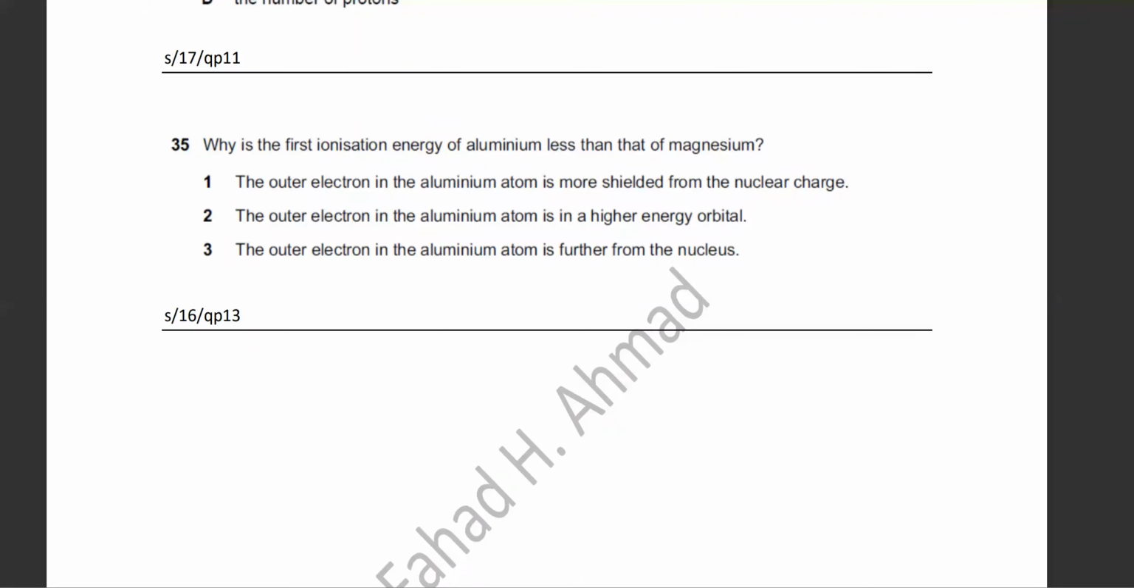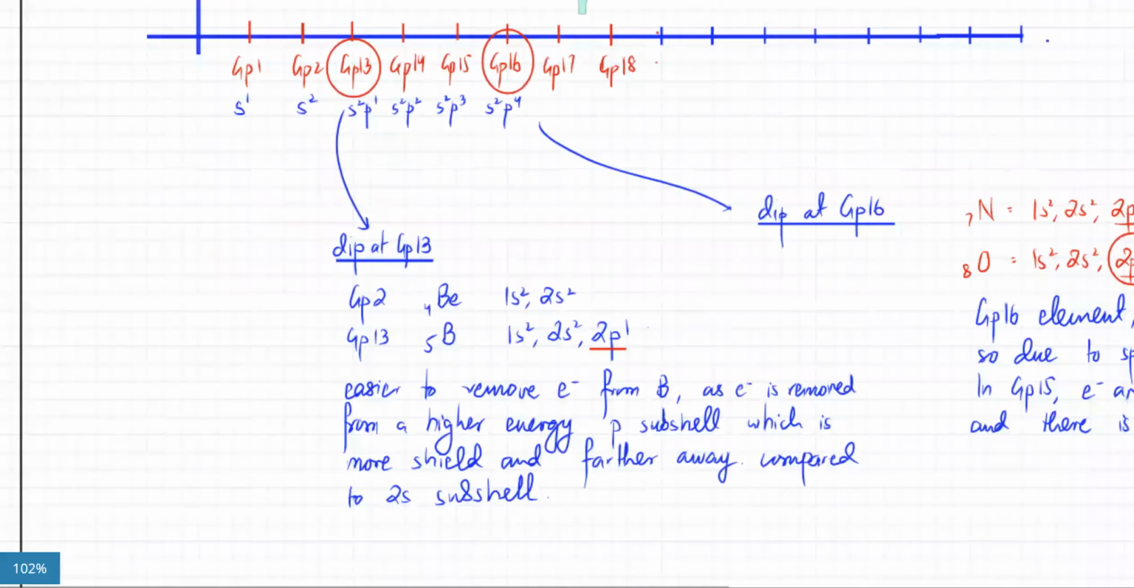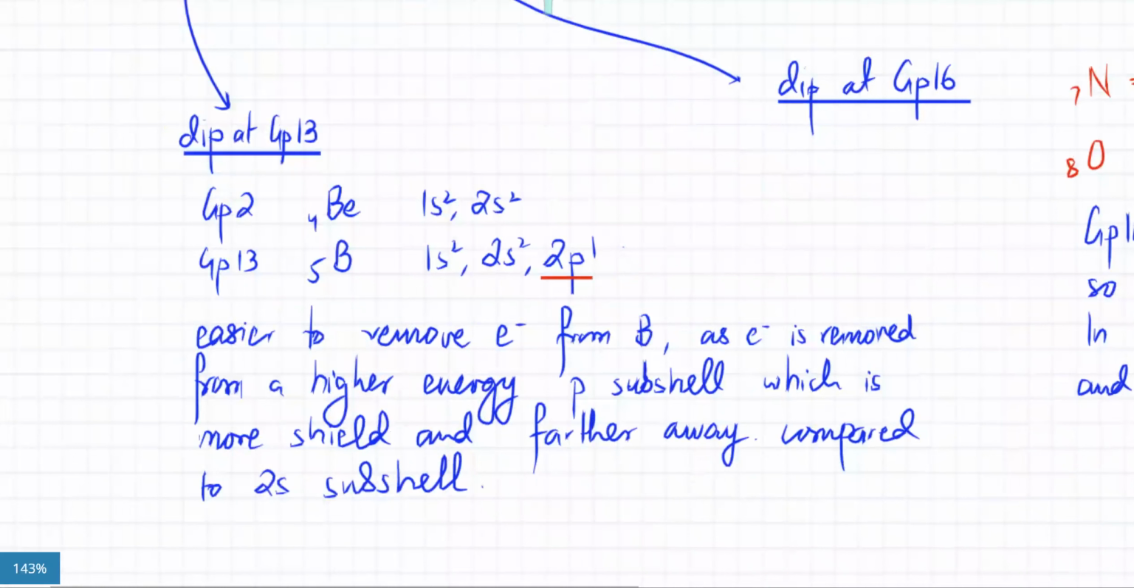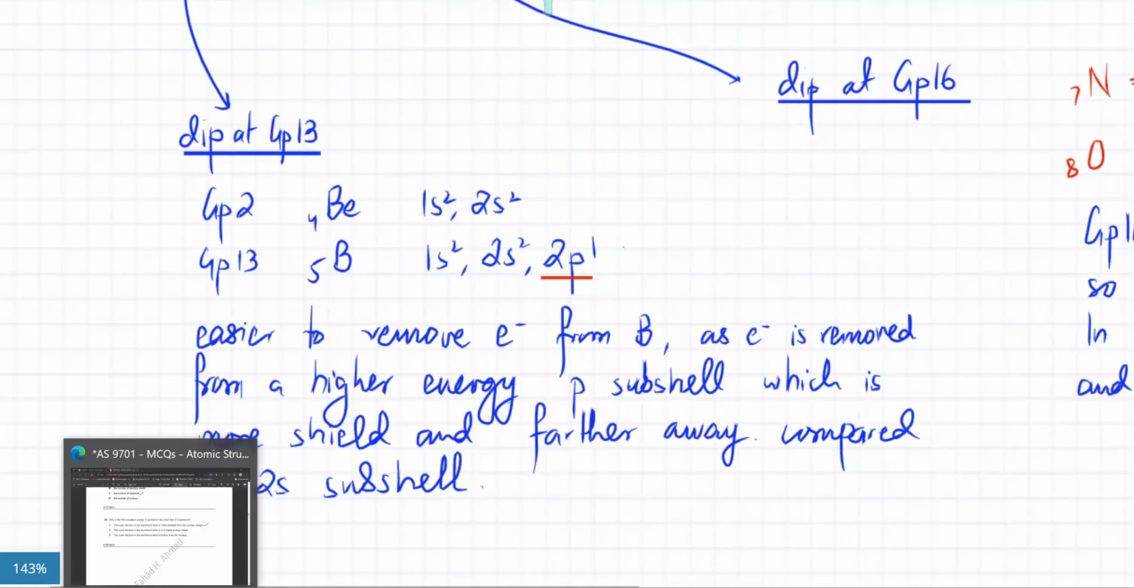The first one: the outer electron in aluminium is more shielded from the nuclear charge. Is that correct? If you look over here, aluminium is group 13, so the electron is being removed from a p orbital, right? If you look at a p orbital, it is more shielded. It's further away and there are more shells. Is that clear? Yes.